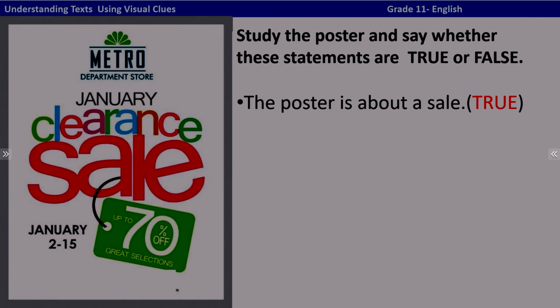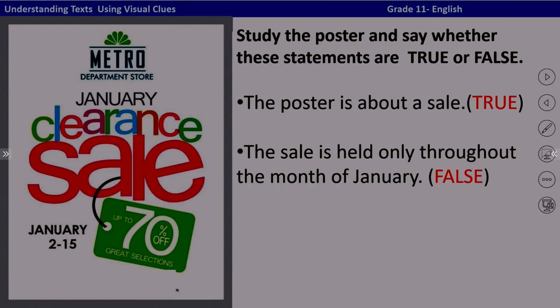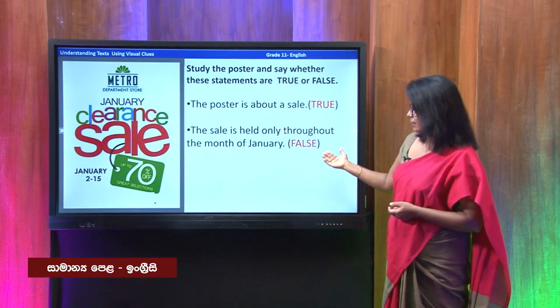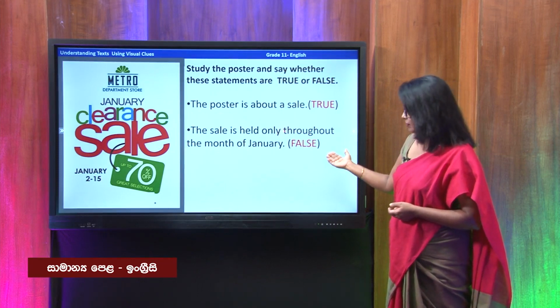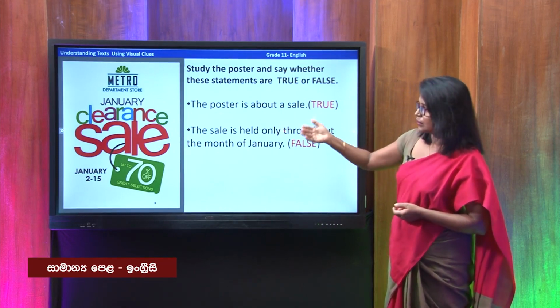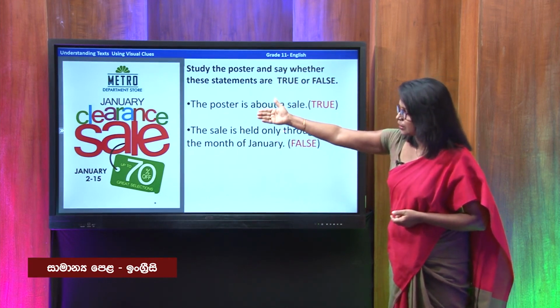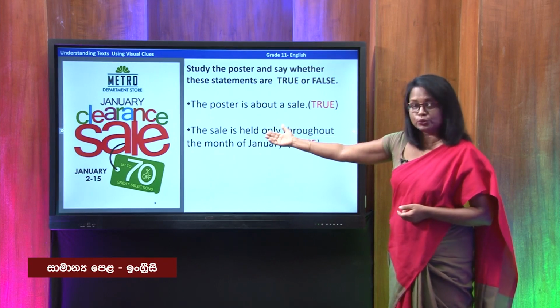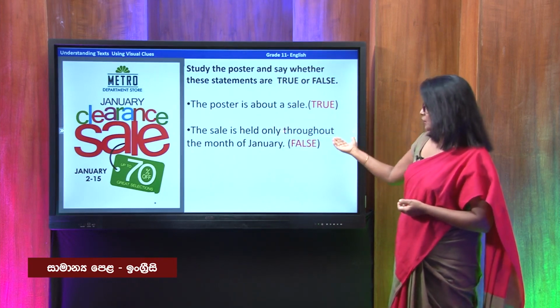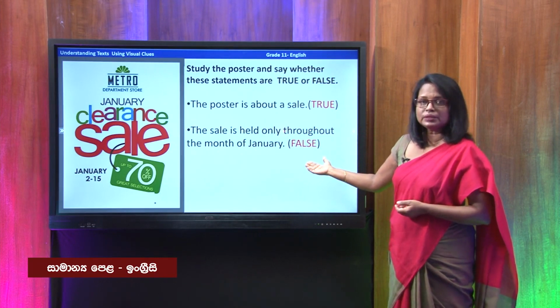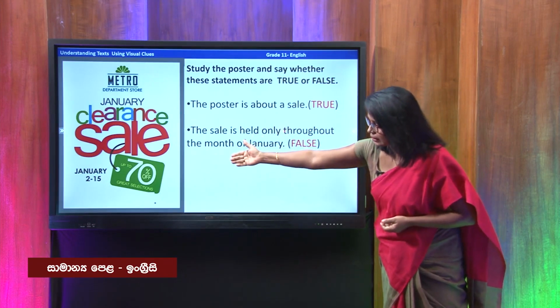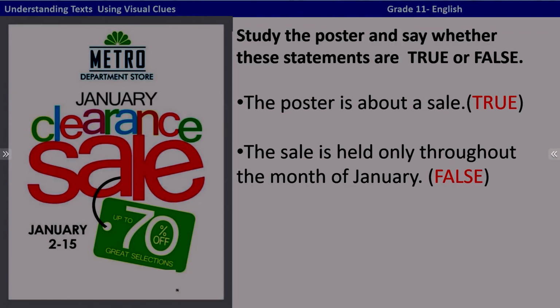What about the second one? The second one said, the sale is held only throughout the month of January. It's false. So children, I hope you got this correct. Did you identify that it is false? Or were you misled by what is said there, January clearance sale? And did you think that the sale is held throughout the month of January? No, children. You had to pay attention to the smaller letters there. It is held only from January 2nd to 15th. So the second statement is wrong.